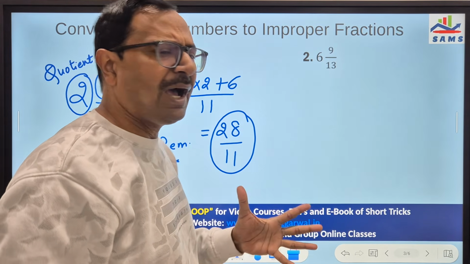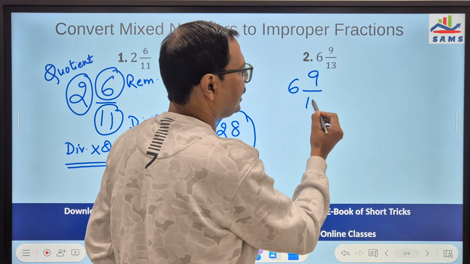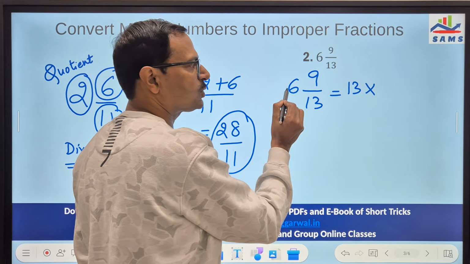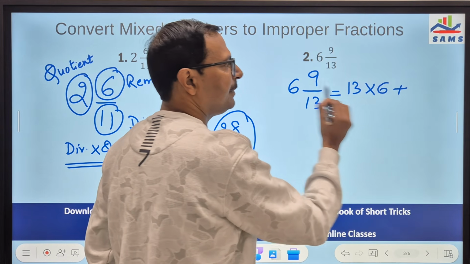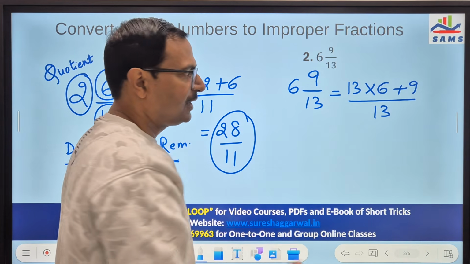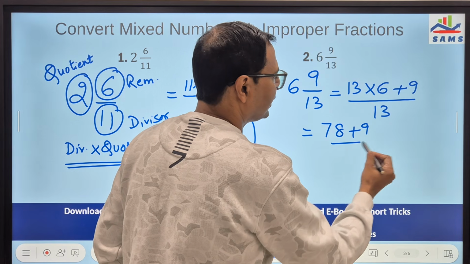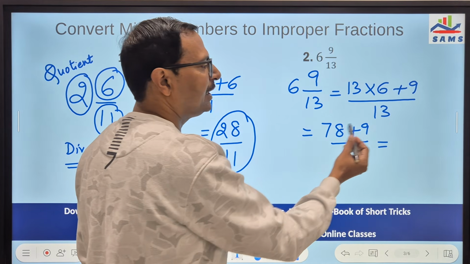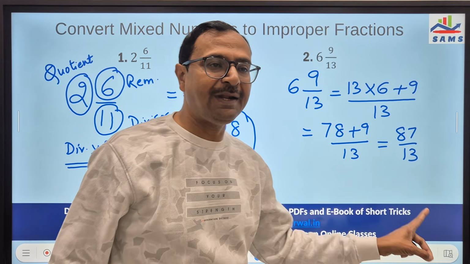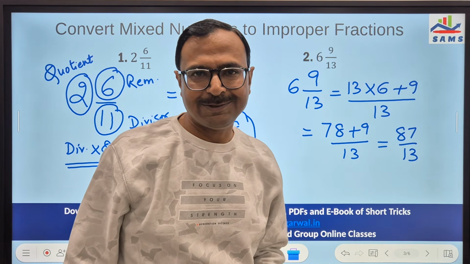Likewise, you can have so many questions. See, 6 9 by 13. So what did I tell you? This is divisor times this is quotient plus this is remainder, and divide that by the divisor itself, 13. So you will have 13 6s are 78 plus 9 over 13, and your answer for the question will be 87 over 13. Now if you divide 87 by 13, you will get 6 as the quotient, 9 as the remainder, right?